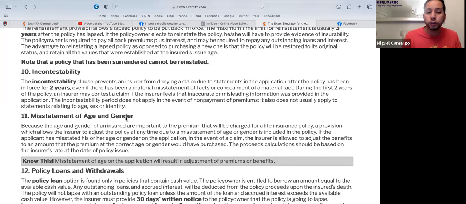In the insurance world, guess what they're going to go by? They're going to go based off of your biological sex, your biological gender. That ain't what you feel like today. It's, hey, listen, this is what you are. Because they can always go back and adjust your coverage and your death benefit if you lie about your age or your gender.